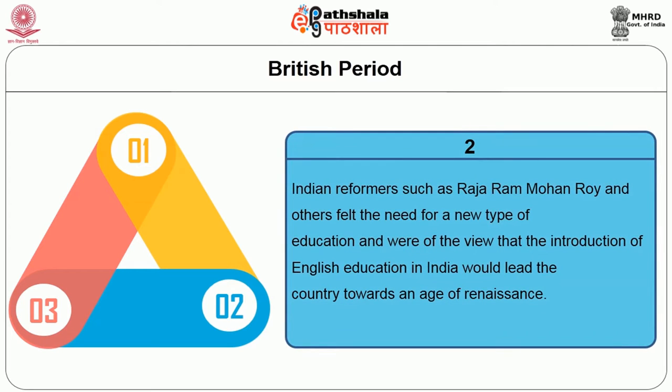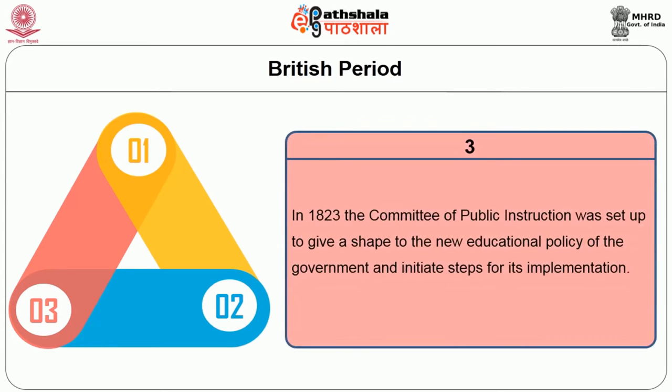Indian reformers such as Raja Ram Mohan Roy and others felt the need for a new type of education and were of the view that the introduction of English education in India would lead the country towards an age of renaissance. In 1823, the Committee of Public Instruction was set up to give shape to the new educational policy of the government and initiate steps for its implementation.